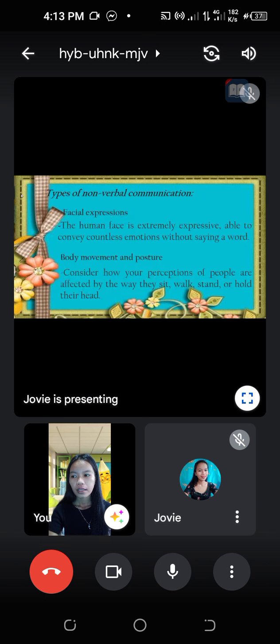Okay. Next, we have body movement and posture. Body movement and posture consider how your perception of people is affected by the way they sit, walk, stand, or hold their head. The way you move and carry yourself communicates a wealth of information to the world. This type of nonverbal communication includes your posture, bearing, stance, and the subtle movements you make.